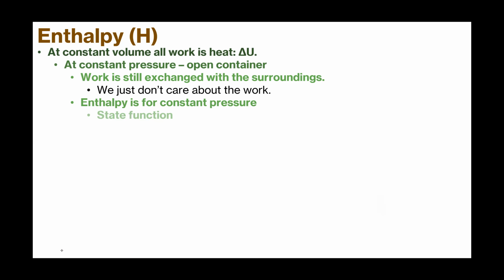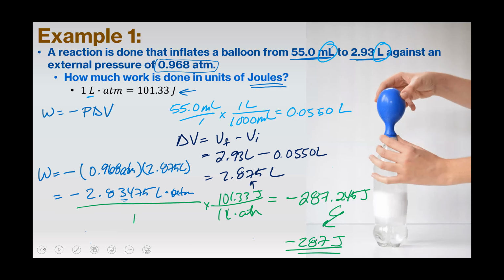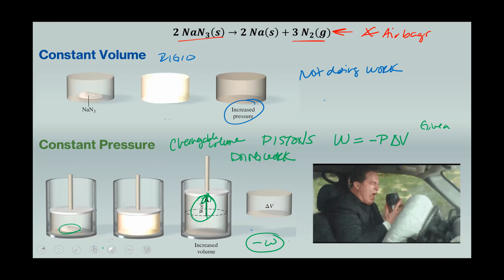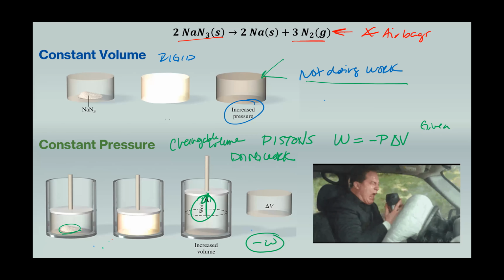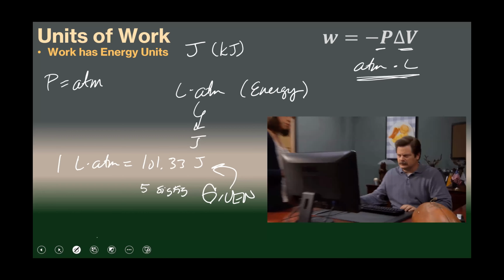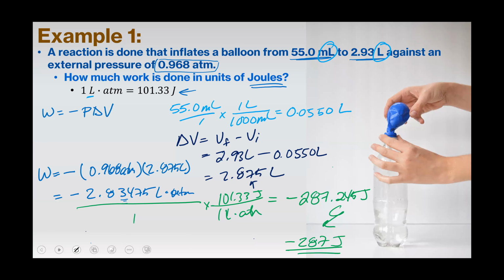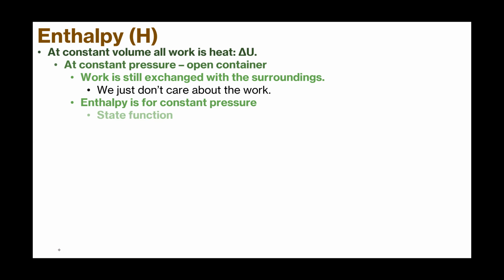Let's get into enthalpy. If we're doing something at constant volume, remember, we're doing a rigid container. We don't do any work. Everything is trapped inside the container. Ultimately, this will give us a value of delta U, and we'll talk about that in another video. At constant pressure, we're thinking about an open container, something like a movable piston so that the volume can change.